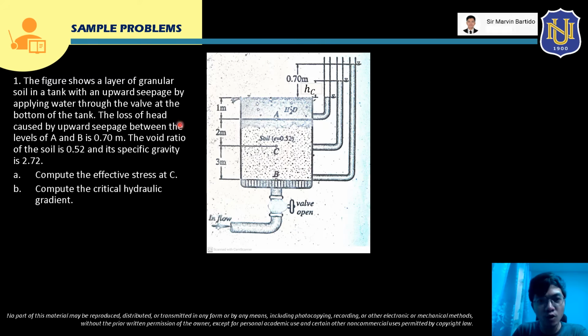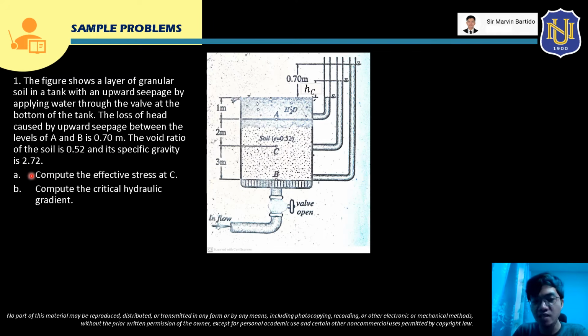Okay, so ito, class, yung tank natin na merong layer of granular soil, no, na merong upward seepage. So, dito manggagaling, class, yung upward seepage kapag inopen itong valve na ito. Okay, so, class, yung head loss daw between point A, ito yun, at point B, yung head kasi nung A natin andito, yung head nung B natin nandito. So, yung head loss daw nila between A at B ay 0.70 meters. No? Tapos, binigay din, class, yung void ratio ng soil, 0.52. Tapos, yung specific gravity binigay din.